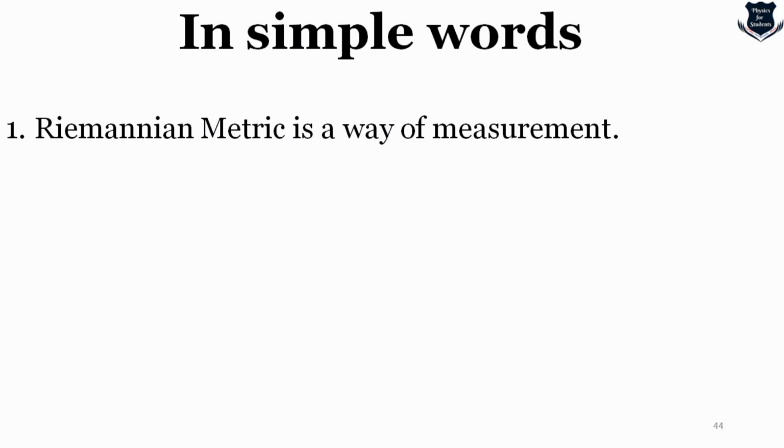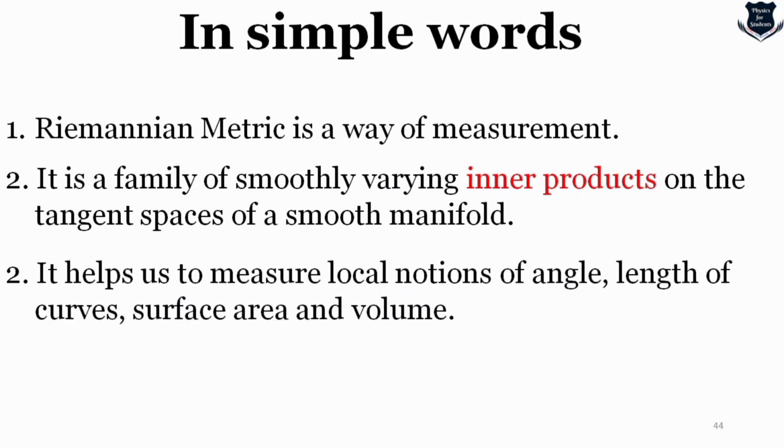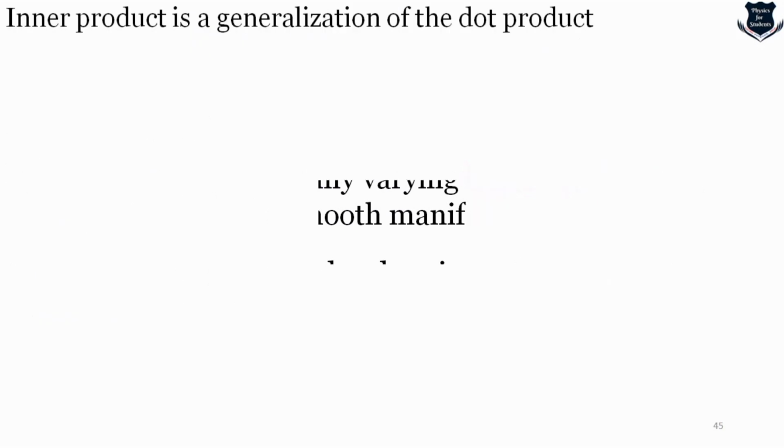So in simple words, we can say a Riemannian metric is a way to measure things. It is a family of smoothly varying inner products on the tangent spaces of a smooth manifold. I will come to what I mean by a family of inner products just now. It helps us to measure local notions of angle, length of curves, surfaces, area and volume. So you already know why we call it local, because differential geometry, as we started right at the beginning, deals with the local.